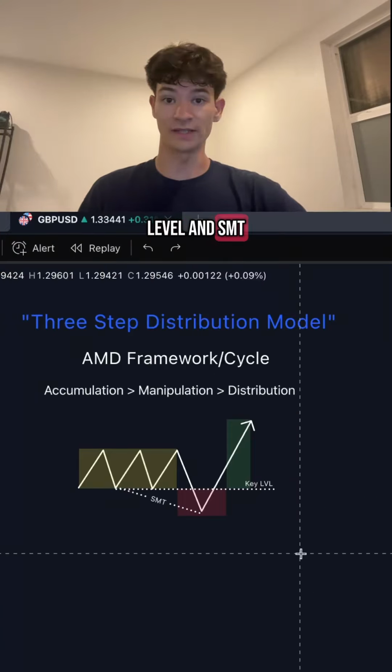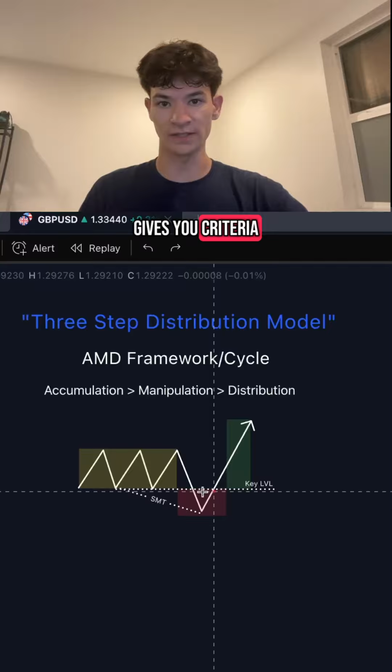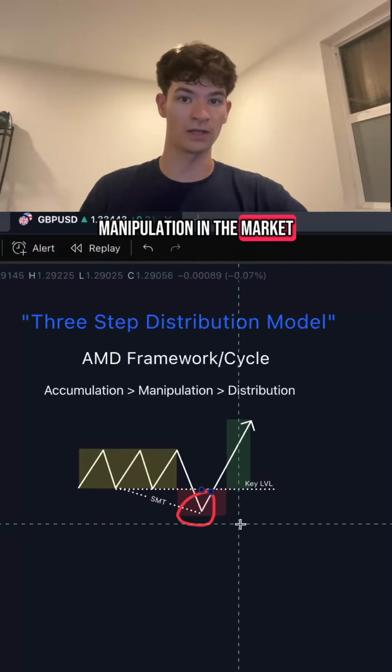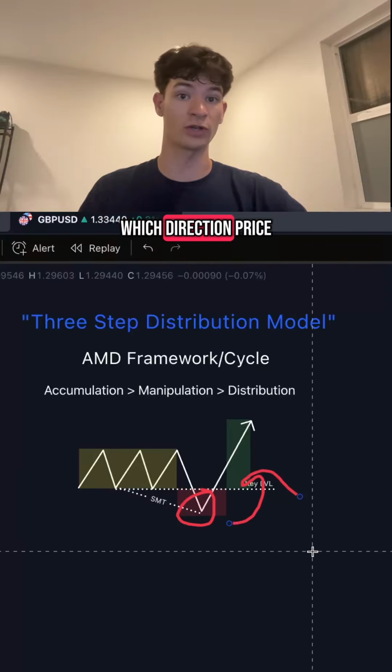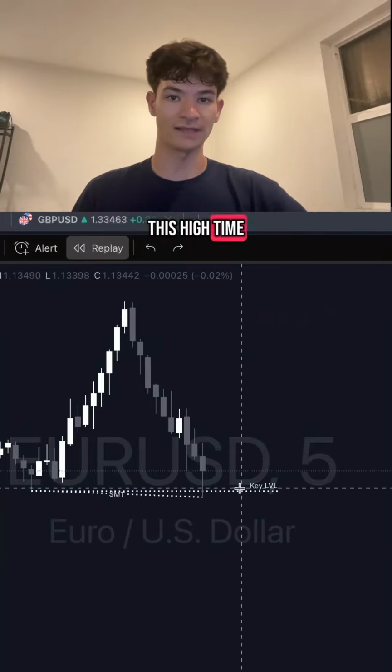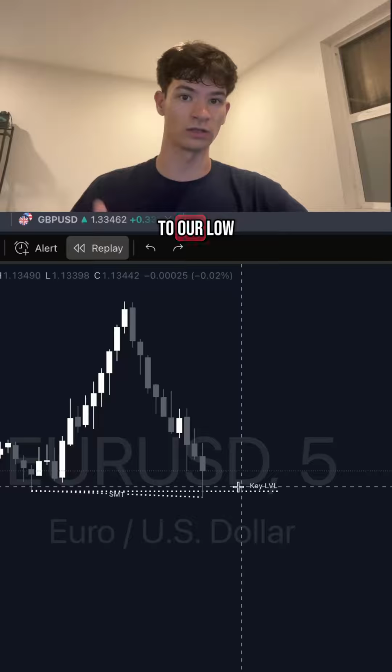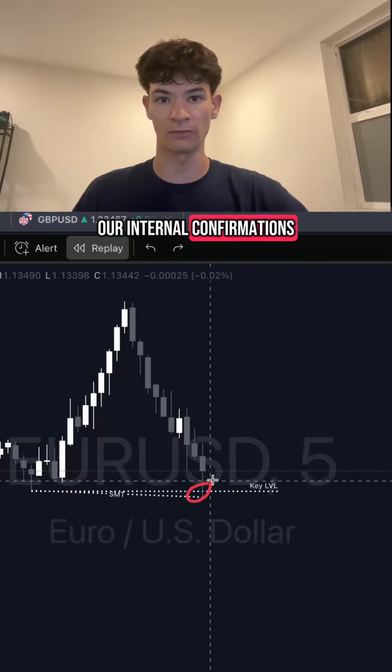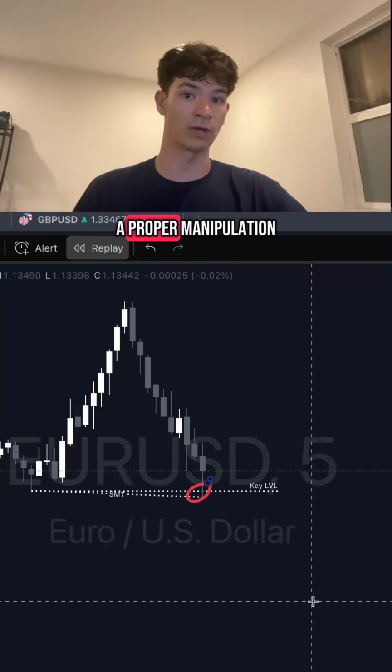Using this key level and SMT is important because it just gives you criteria to identify a manipulation in the market, so that way you can anticipate which direction price is going to distribute in, giving you a bias. So now that we've tapped into this high time frame key level and SMT, we can shift to our low time frame and look for our internal confirmations to validate that this should be a proper manipulation.